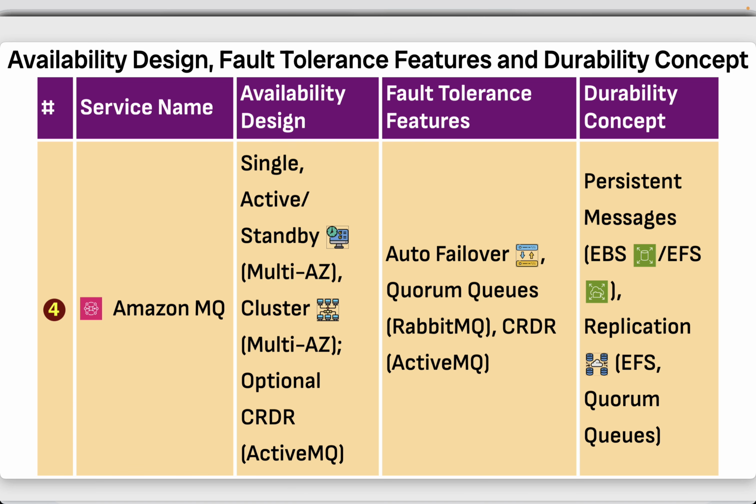Amazon MQ offers various availability designs. So you have single, you have active standby for multi-AZ, and cluster multi-AZ with optional cross-region replication for ActiveMQ. Fault tolerance features include auto failover, quorum queues for RabbitMQ, and CRDR for ActiveMQ. Durability uses persistent messages being stored on EBS and EFS with replication for EFS and quorum queues.